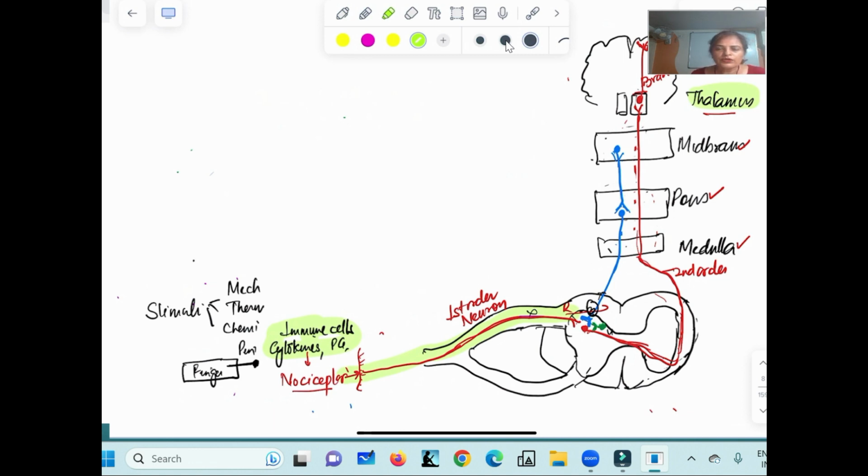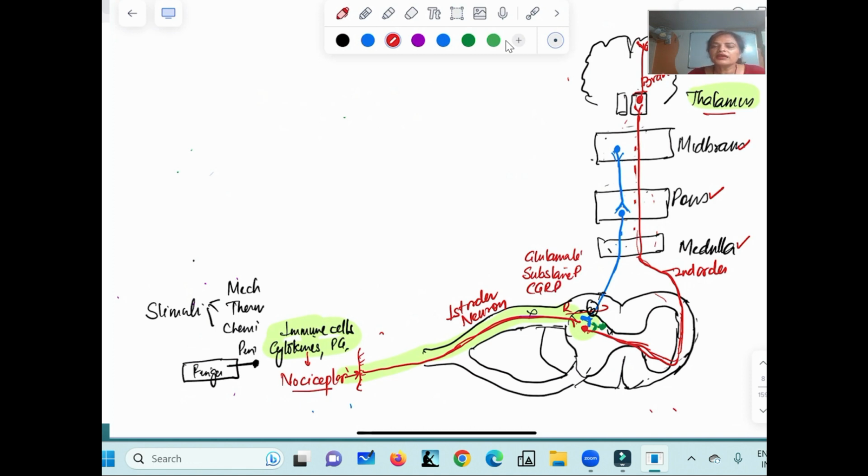From the first order to the second order, how the pain is transmitted. इसका मतलब है कोई chemical mediator they are released here at this synapse. What are those chemical mediator which are released over here? They are substance P, glutamate, and calcitonin gene related peptide.